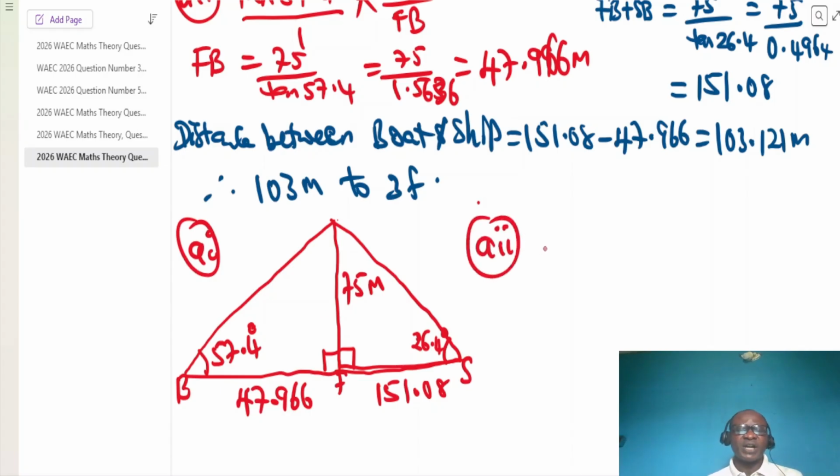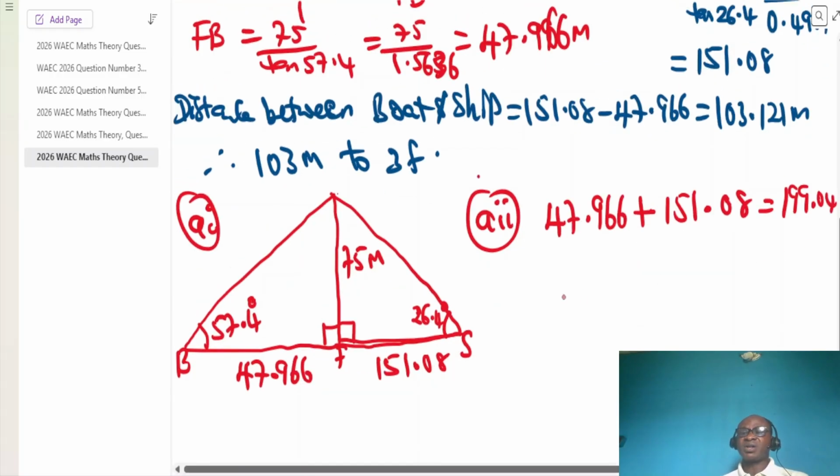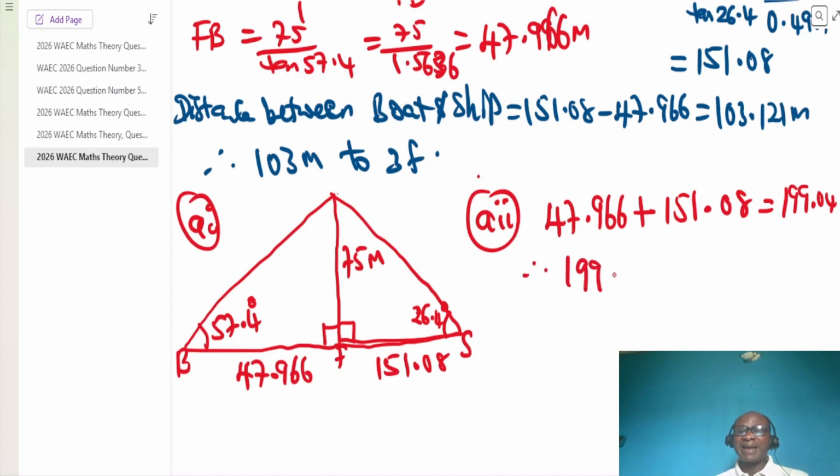Therefore, if you go by this drawing, you can now see that the calculation, which is the question, find the distance between the boat and the ship, will now be 47.966 plus 151.08. It is correct. Okay, and we add it. Let's add, I have 47.966 plus 151.08, and that is going to give me 199.046. Therefore, to three significant figures, my answer will be 199 meters. This is also to 3 SF.